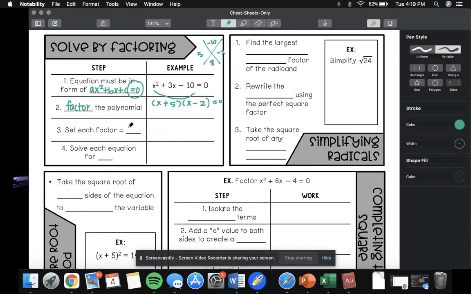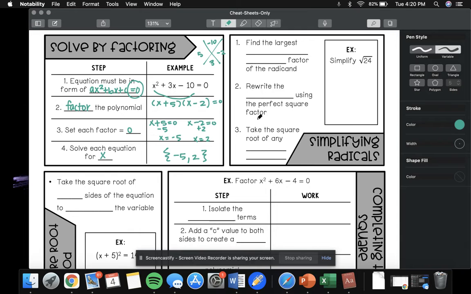And then we set each factor equal to 0. Okay, and then we solve both of these, so we would subtract 5. And we would add 2. We would solve each equation for x, and our two solutions would be negative 5 and 2. And all this means is if we were to graph this, they would cross the x-axis. These are our zeros at negative 5 and 2.